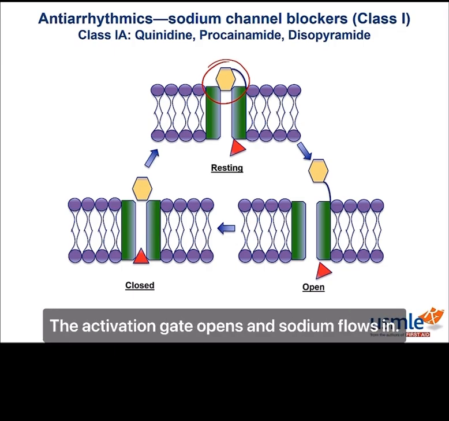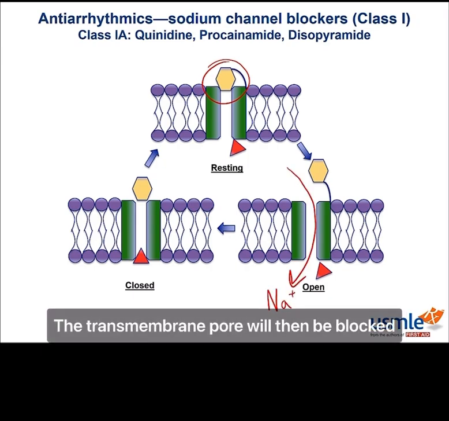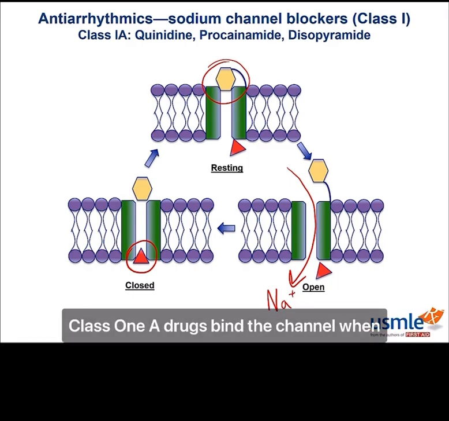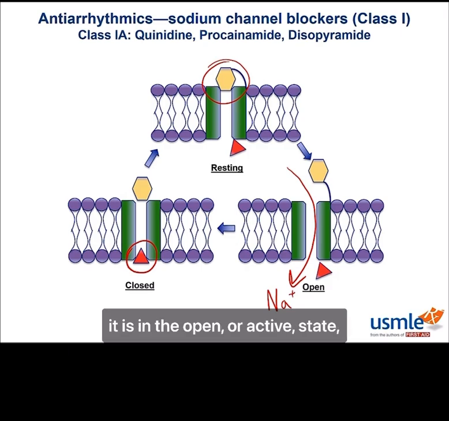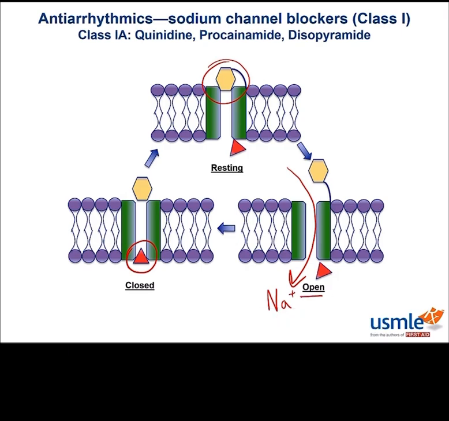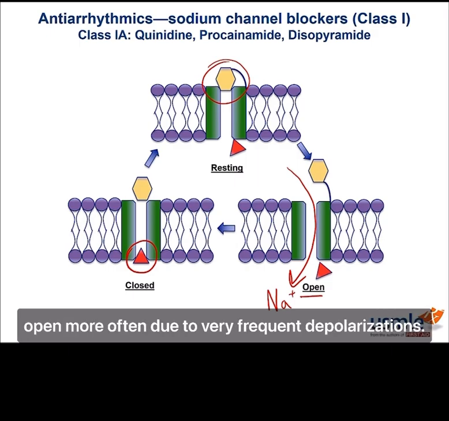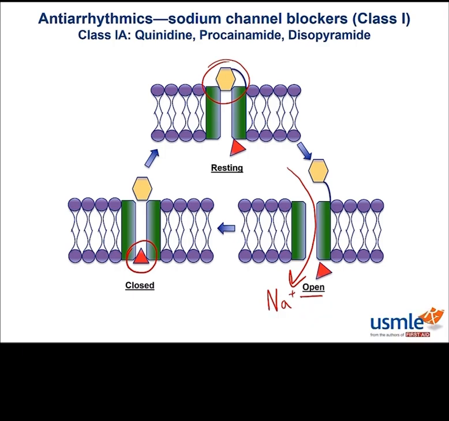The activation gate opens and sodium flows in. The transmembrane pore will then be blocked when the inactivation gate swings over to stop influx. Class 1A drugs bind the channel when it is in the open or active state, which is why they are the most useful at very fast heart rates, when this channel is open more often due to very frequent depolarizations.